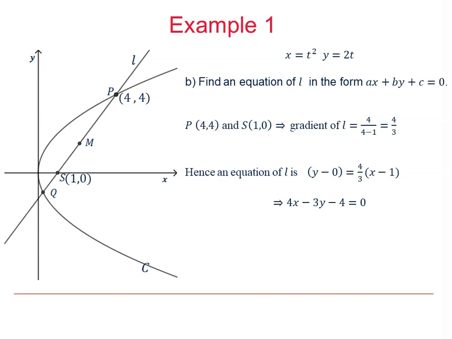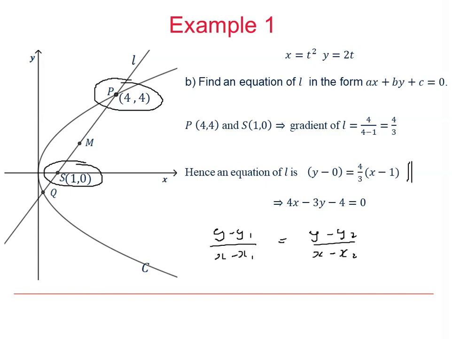The alternative to working with the gradient and the equation y minus y1 equals gradient times x minus x1 would be to use the equation (y minus y1) over (x minus x1) is equal to (y minus y2) over (x minus x2), in other words, using the two points that we know, P and S. That would give you exactly the same equation for L. So either of those methods is fine.